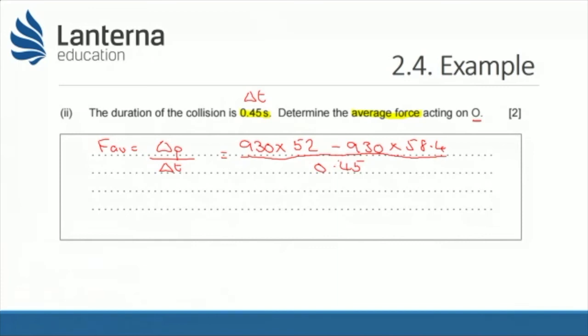So putting that into my calculator, the top part of my equation becomes minus 5950, divided by 0.45, which gives me minus 13222. Again, 2 significant figures have been used in the question, so I'm going to say that's roughly equal to minus 13,000 newtons or 13 kilonewtons. Okay.